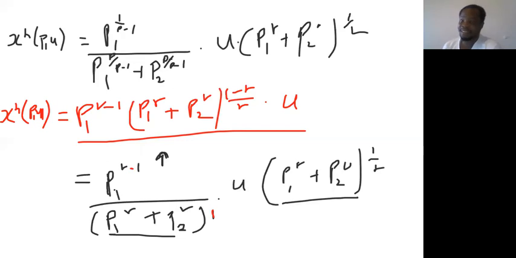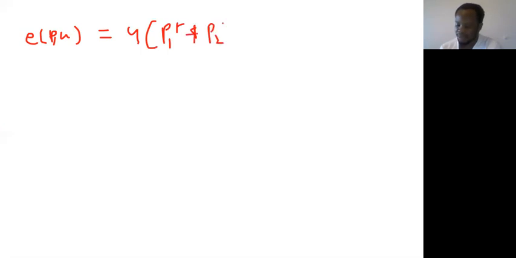The other way around, you can also use Shephard's lemma. Anytime that you have an expenditure function and you are asked to find the Marshallian or the Hicksian, you can differentiate. We have a theory that is Shephard's lemma. You can differentiate your expenditure function with respect to the Pi that you're looking for. So let me write this one again. The expenditure function that we had was E(P, U), which is equal to U (P1^r + P2^r)^(1/r), right?